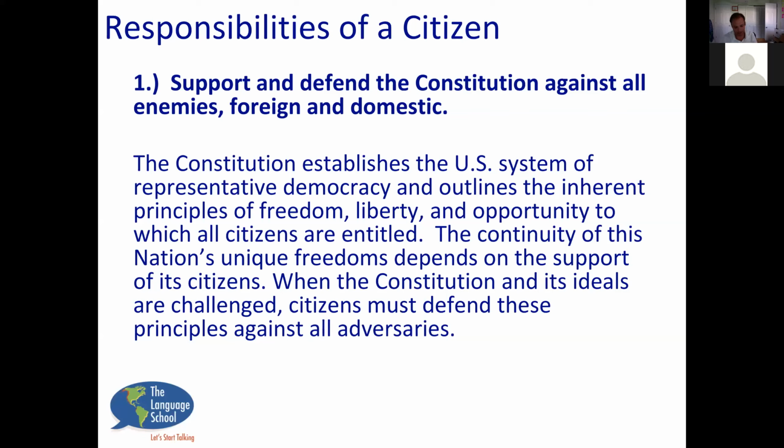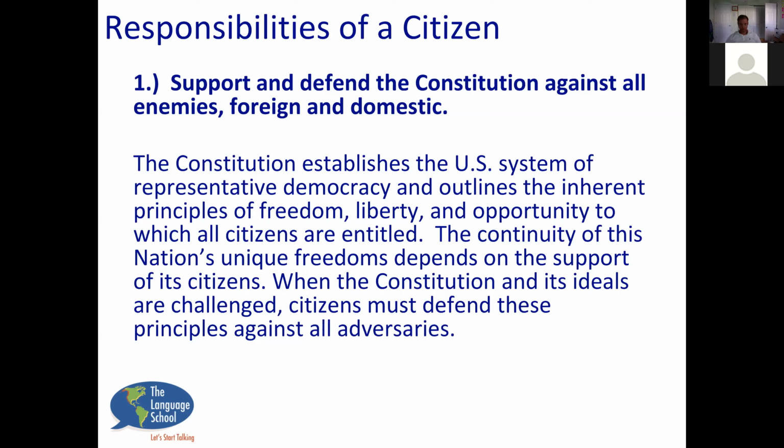Tell me about the responsibilities of a citizen. Support and defend the Constitution against all enemies, foreign and domestic. The Constitution established the U.S. system of representative democracy and outlines the inherent principle of freedom, liberty, and opportunity to which all citizens are entitled. Entitled? How do you say that? Entitled. Okay.